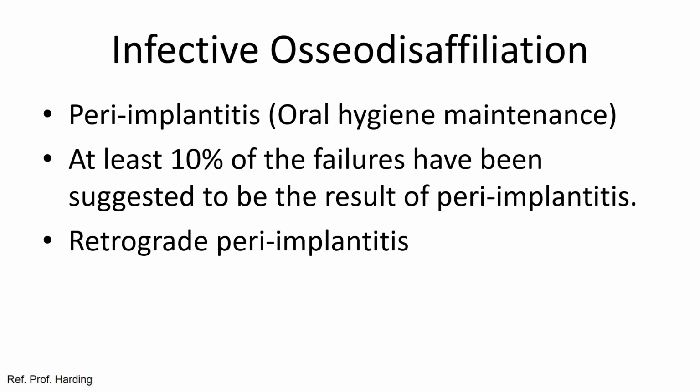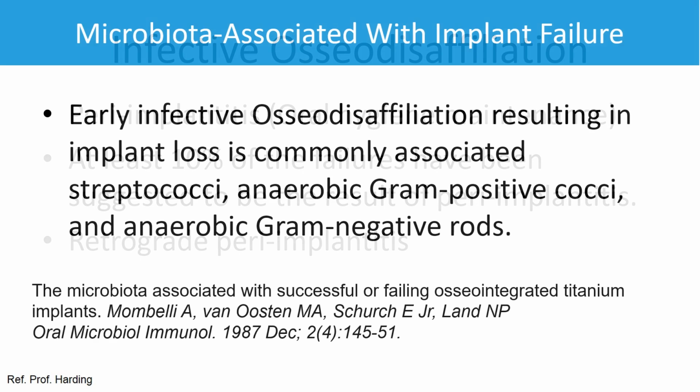And there's a lesser known condition of retrograde peri-implantitis. Now we'll be discussing this and peri-implantitis in more detail in coming presentations, but a retrograde peri-implantitis looks rather like periapical pathology on the root of a tooth. However, it has got different causes and different possible treatment regimes.